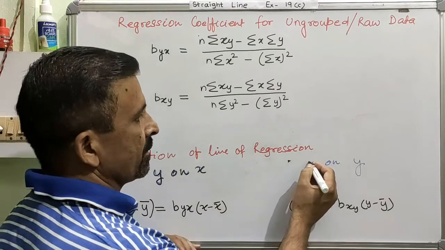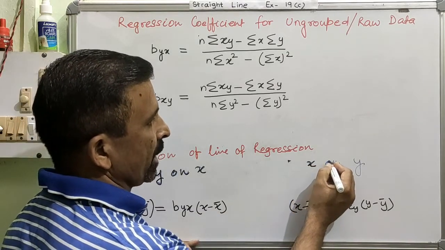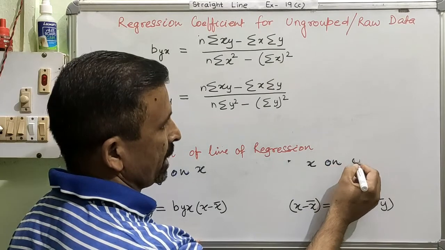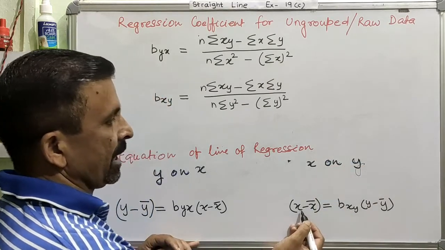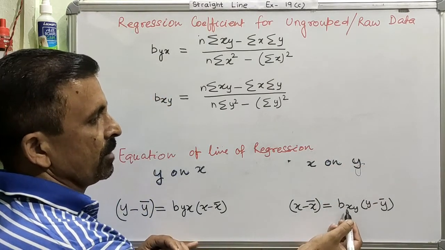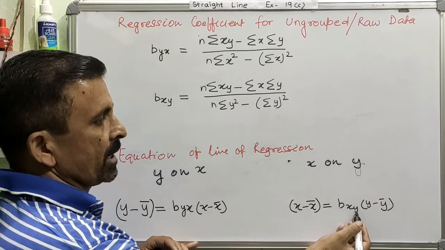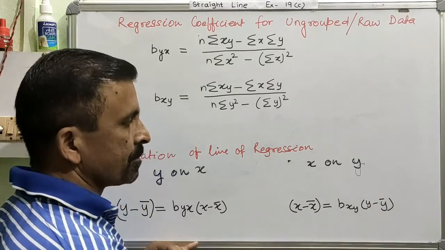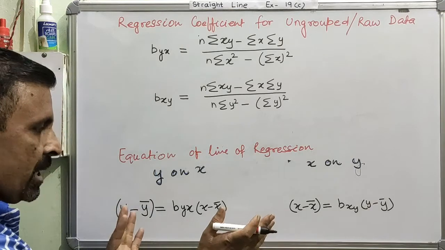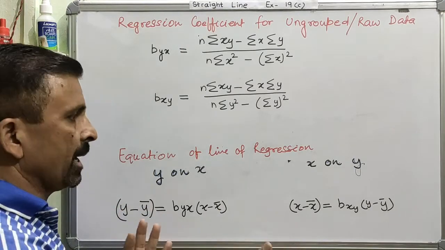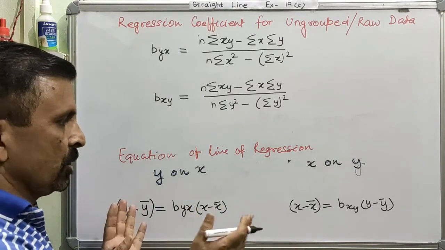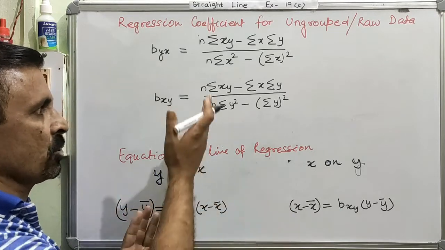Another regression line will be x on y. Here we will have x minus x mean is equal to the regression coefficient of x on y times y minus y mean. So for the time being, you can just have this on a piece of paper. Now when I begin the question, you will be able to know how to use it and when to use it.